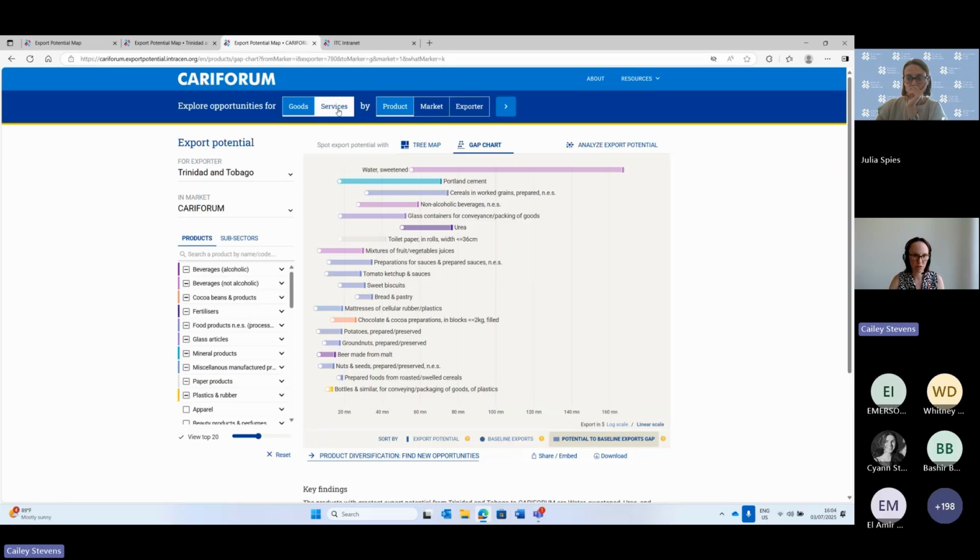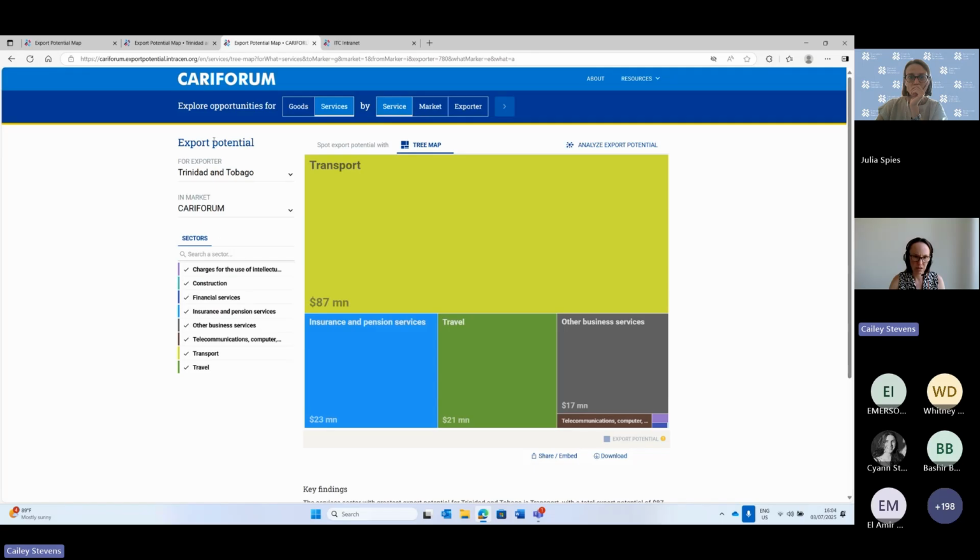We can also, for example, change to services by service, and here we're going to see the services for Trinidad and Tobago with the most potential in CARIFORUM. And with services, we are only able to estimate export potential. We're not able to estimate unrealized potential because not all countries report bilateral services trade data. So when we can incorporate services, we do, but we don't estimate unrealized potential. We just estimate export potential.